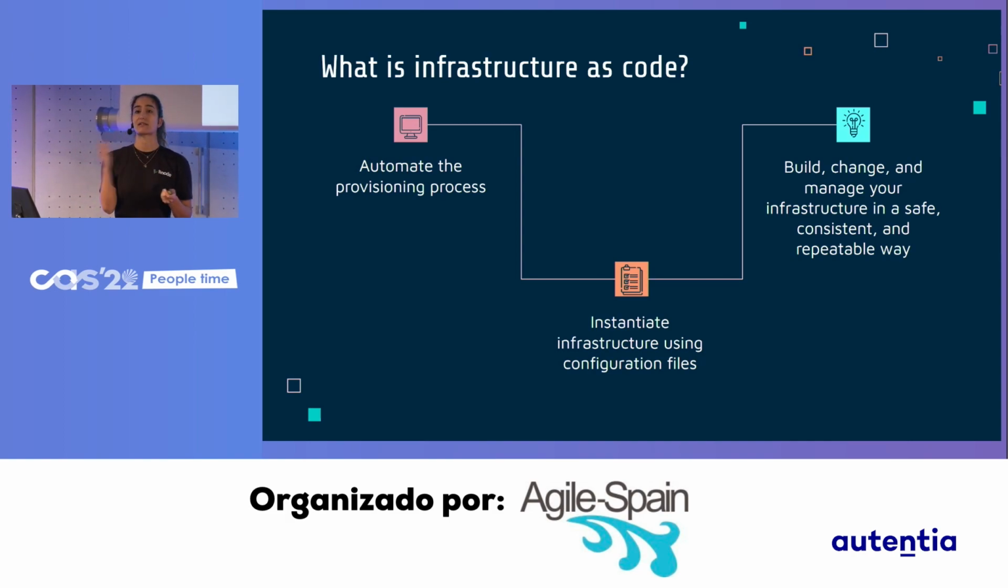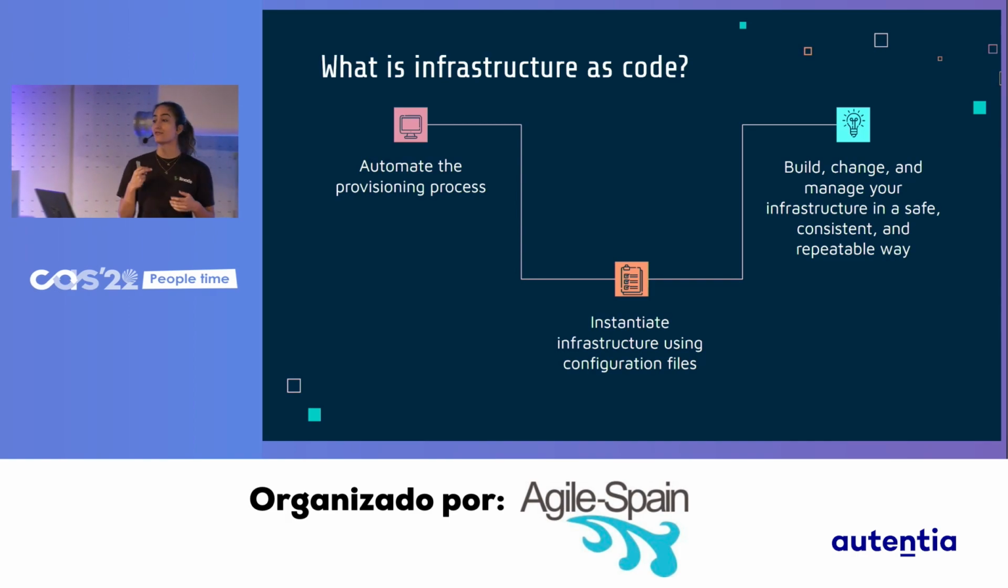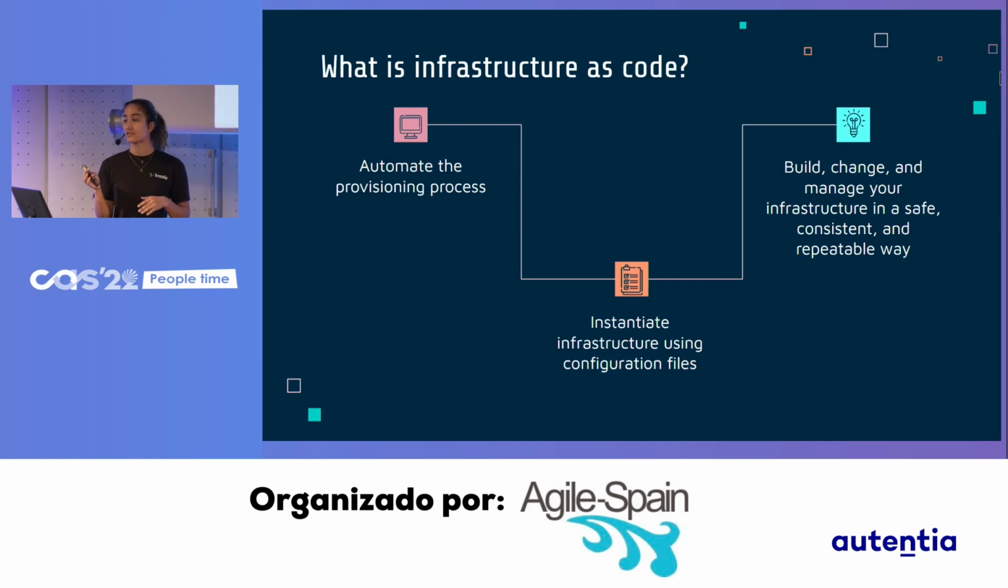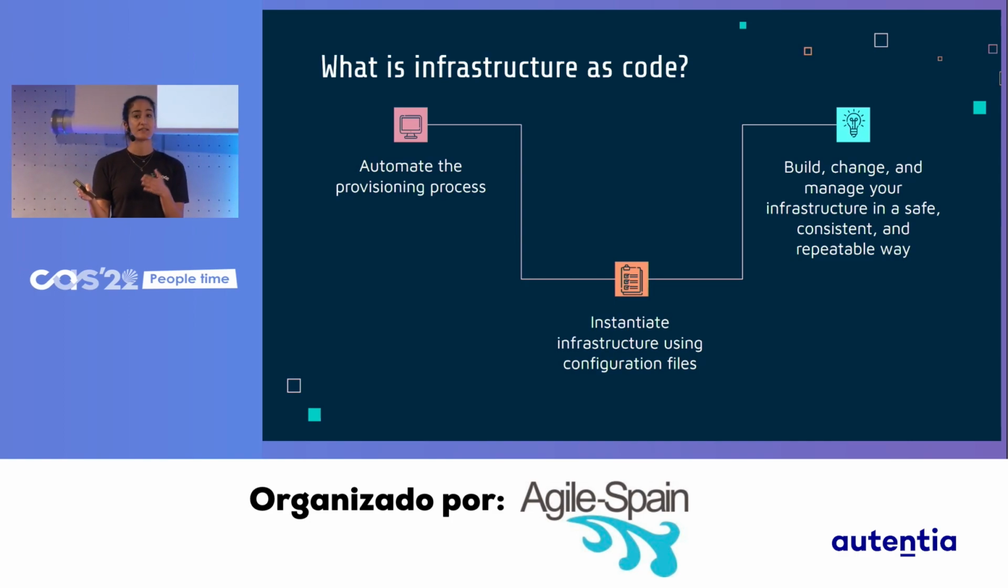So it gives you this one source of truth. And you also have the flexibility to build, change, and manage your infrastructure in a really consistent and repeatable way. And when you're using version control, for example, like GitHub, and you check in your configuration file, you have a history of everything that's going on inside of your application. And so you do have that to go off of.